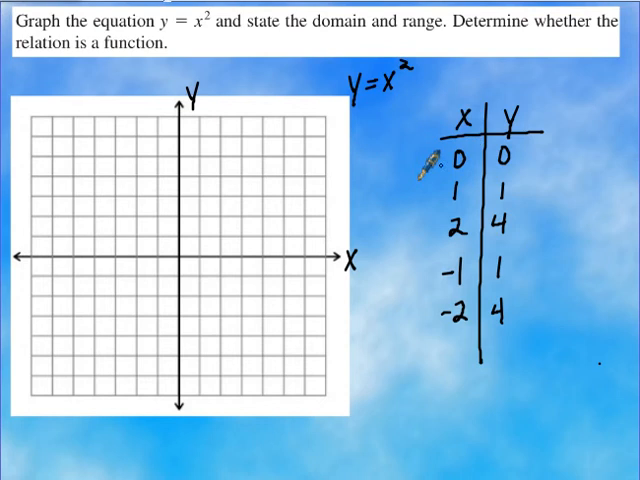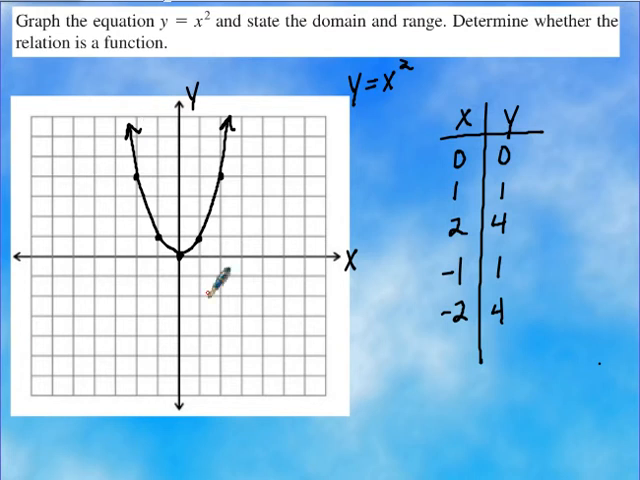Your input is 0, your output, you go up 0. Nobody liked that color. Your input is 1, your output is 1. Your input is 2, your output is 1, 2, 3, 4. Your input is -1, your output is 1. Your input is -2, and your output is +4. There's the graph of y equals x squared, and we knew it was going to be a problem.